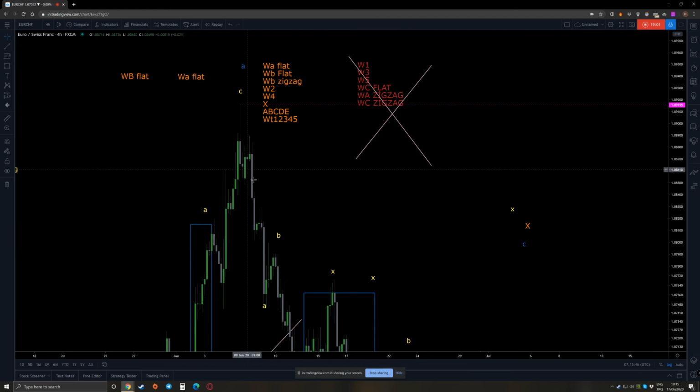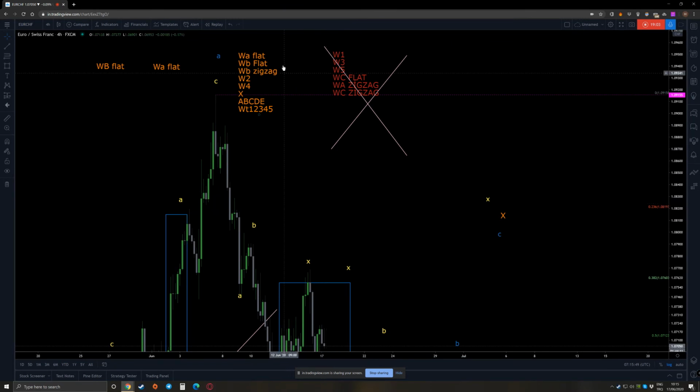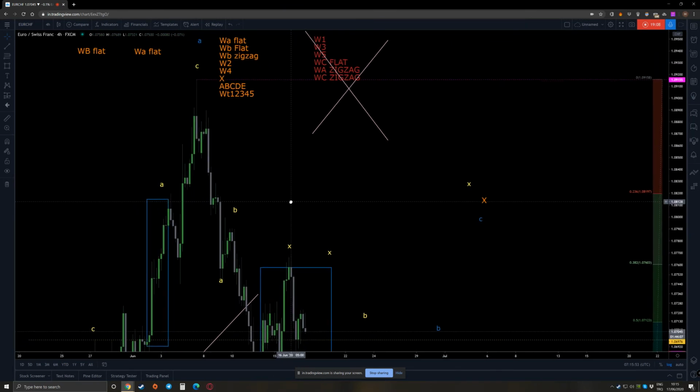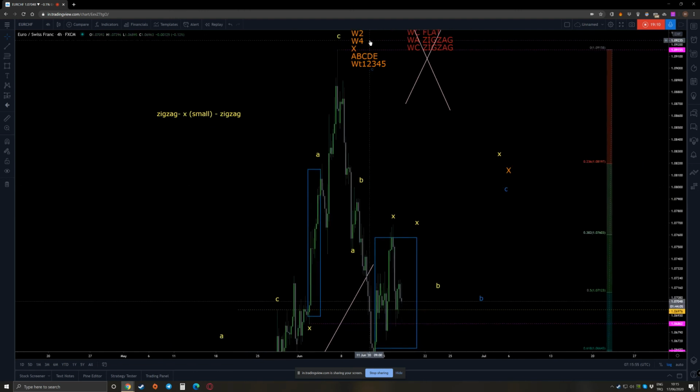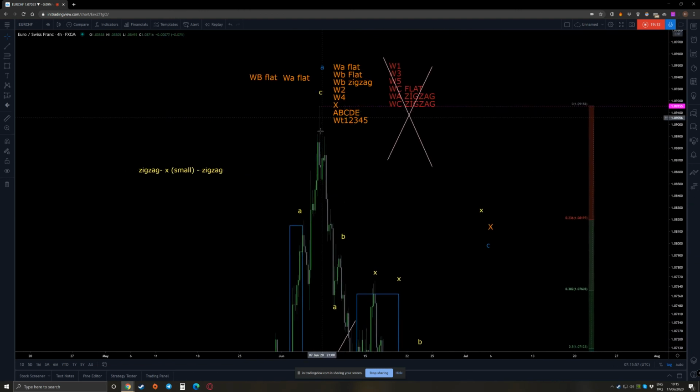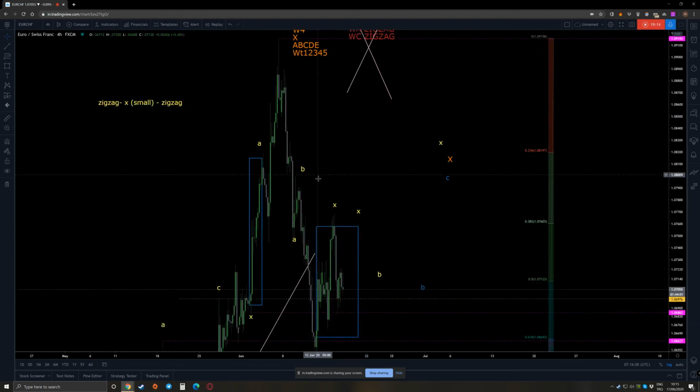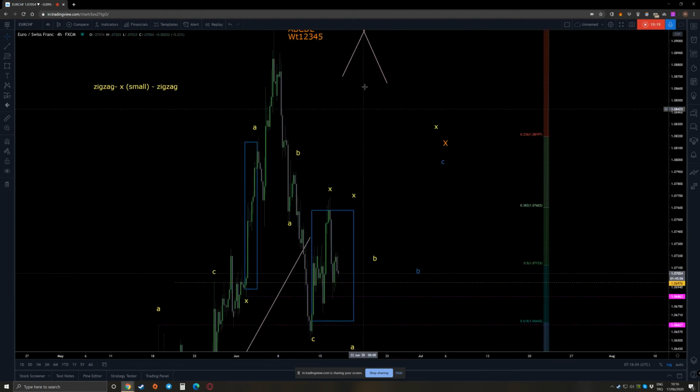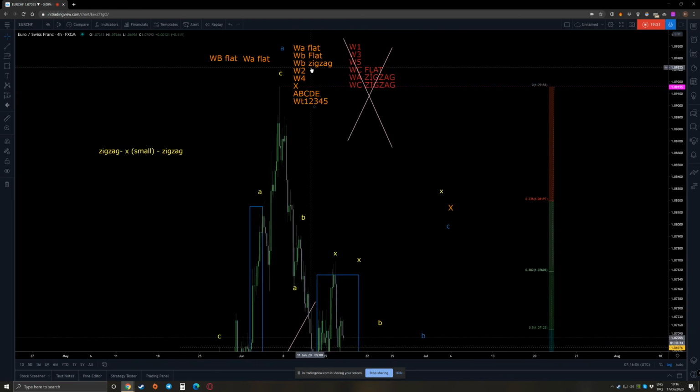Look, I'm writing down here all the possibilities: A of a flat, B of a flat, B of a zigzag. So if you think that you're in a second wave for this scenario, it means that this move should have been an impulsive move. This move doesn't look impulsive. It means that you can eliminate second wave.